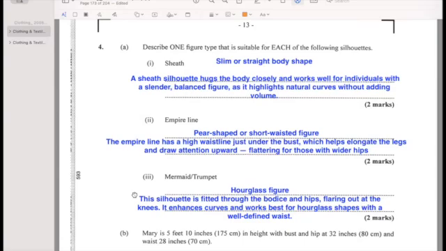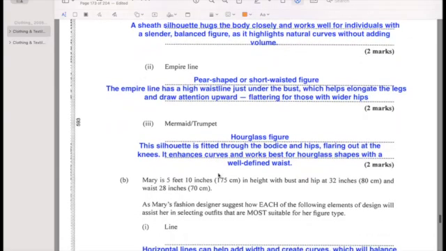The next figure that they gave us, right? Pear shape, right? Or we can say a short waist figure. All right, so for this figure type, a high waistline just under the bust helps the legs and draws attention upward. All right. The next one described is a mermaid, and we can call it the hourglass figure.